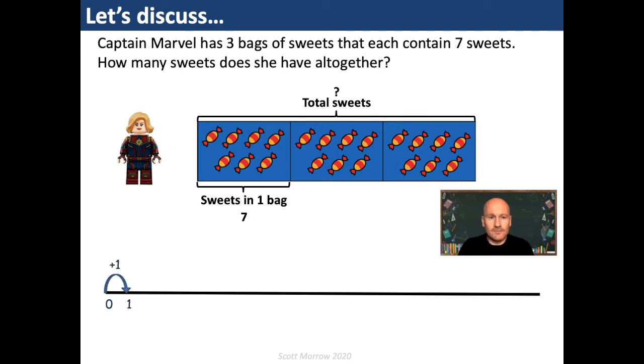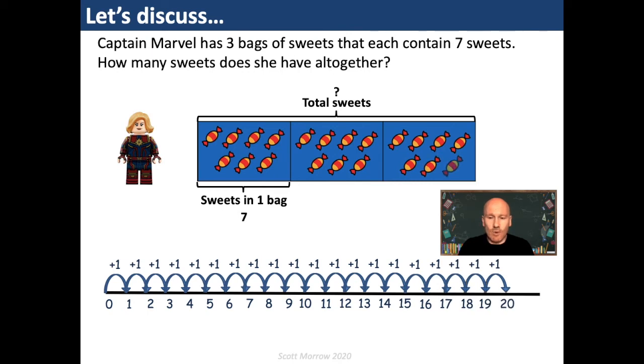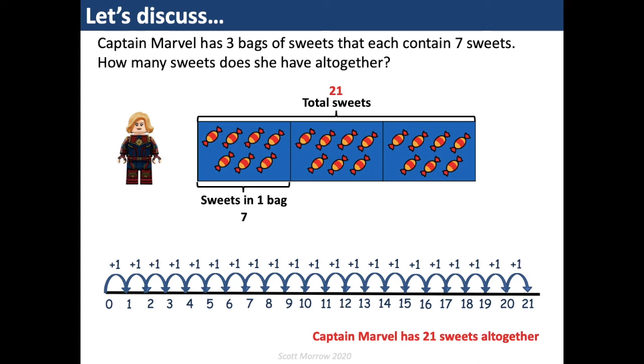There's 1, 2, 3, 4, 5, 6, 7, 8, 9, 10, 11, 12, 13, 14, 15, 16, 17, 18, 19, 20, 21. So there are 21 sweets altogether. Now that took a little bit of time counting those one at a time. Is there an easier way? Is there a more efficient way that we can do that?